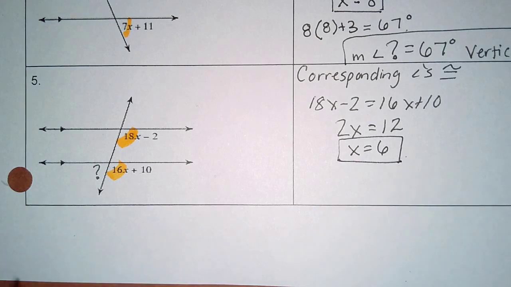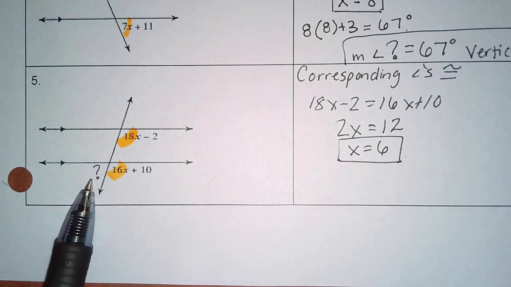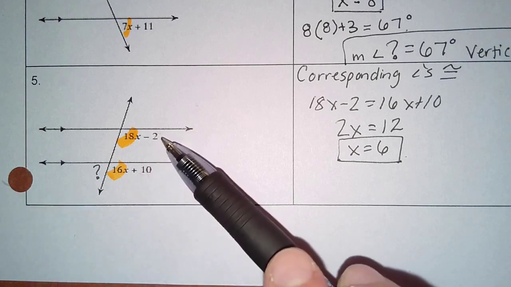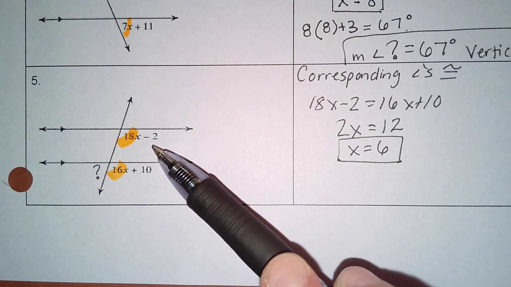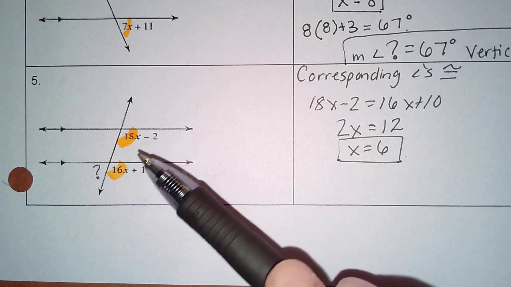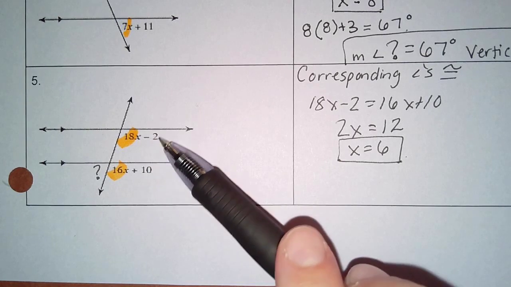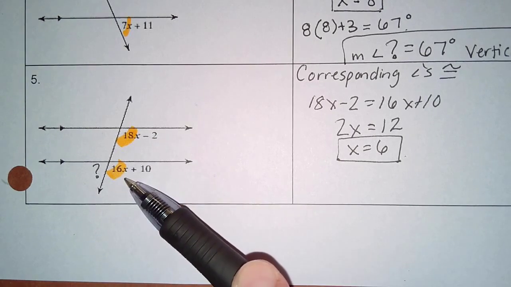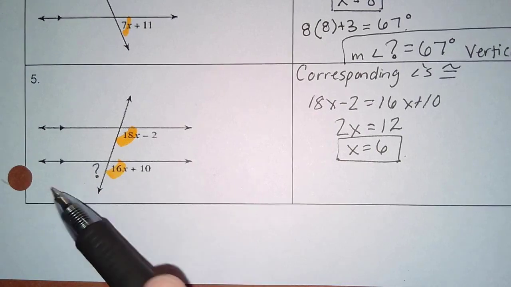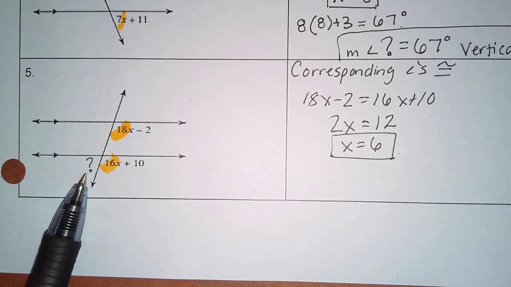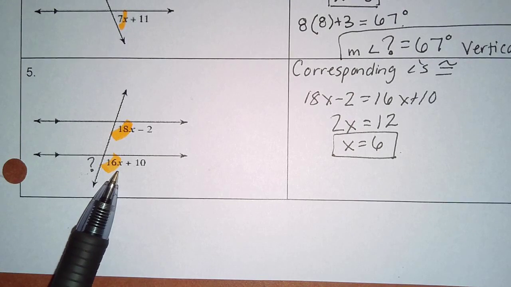Now, I need to go in and find my question mark angle. Why would I not plug it into this 18x minus 2? They don't have a direct relationship. I could and then say that, well, that equals my 16x plus 10. That's the same. And then I could find a relationship. However, I'm trying to make as few steps as possible. You're just trying to find that. Now I'm trying to find this question mark. So I can plug it into the 16x plus 10.